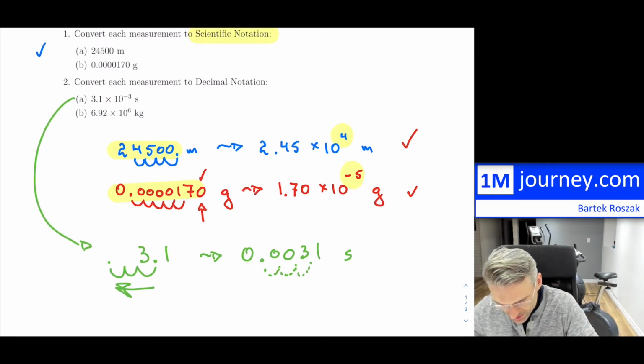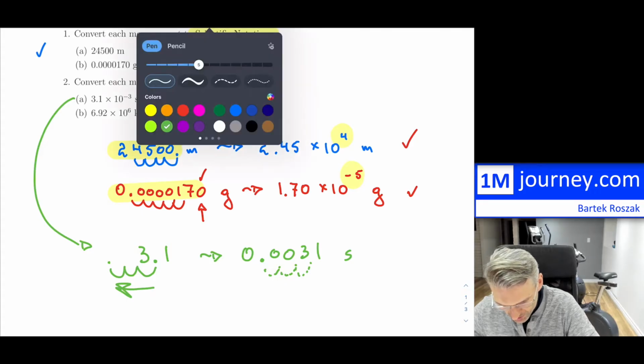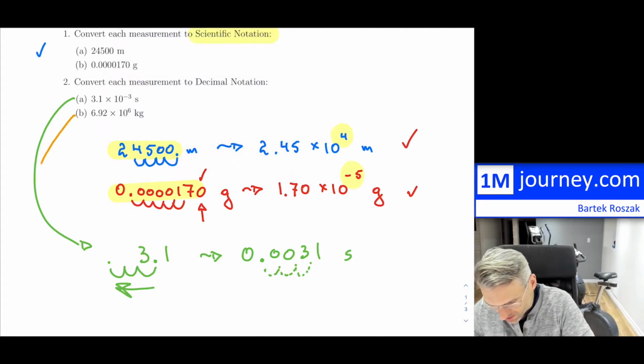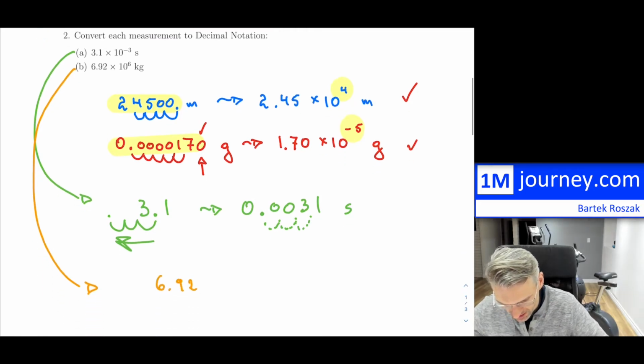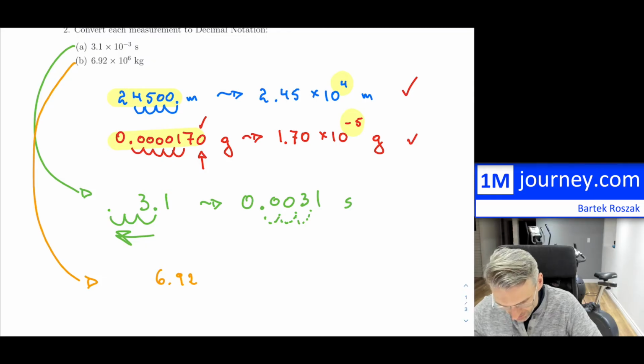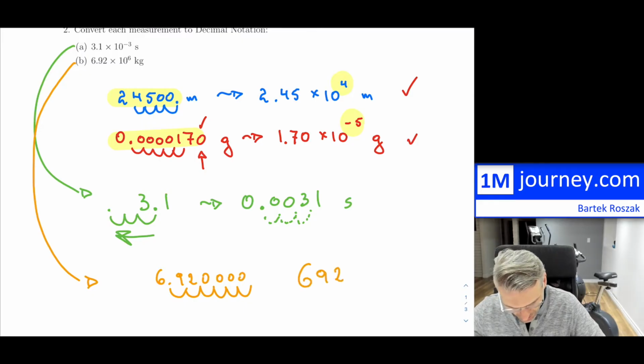The last particular example that you have been given is the B, and that is 6.92 times 10 to the 6 kilograms, so we've got to go in this direction. We're multiplying by 10 six times: 1, 2, 3, 4, 5, and 6. So these you, of course, are going to be filling in with zeros. So your answer is, there you go, and it is kilograms.